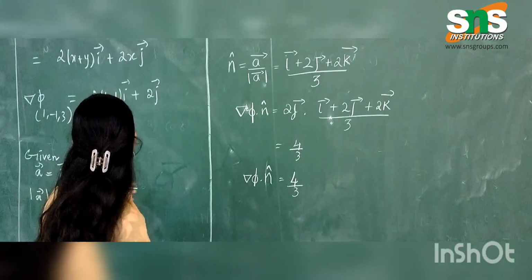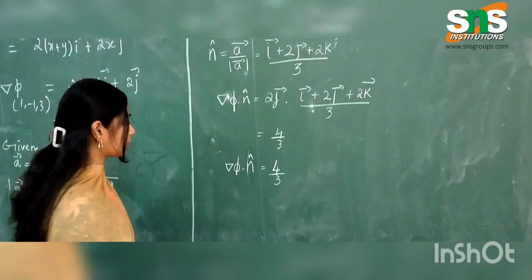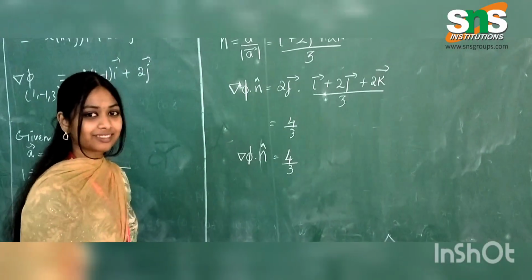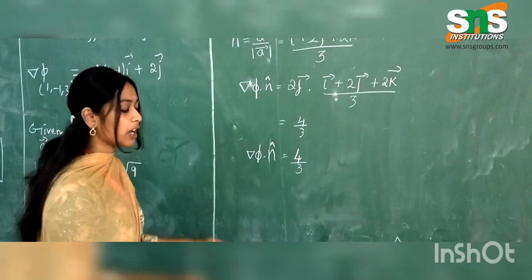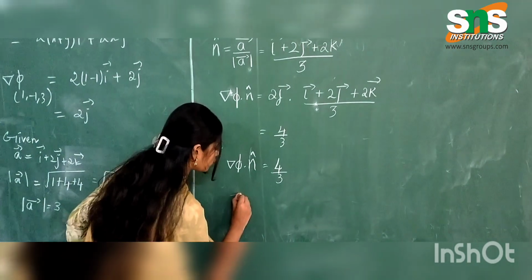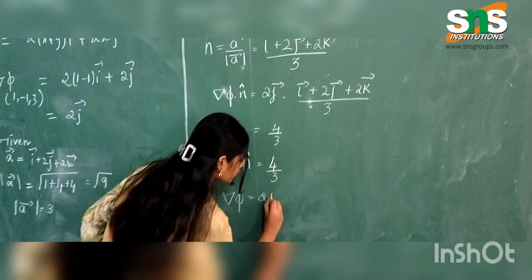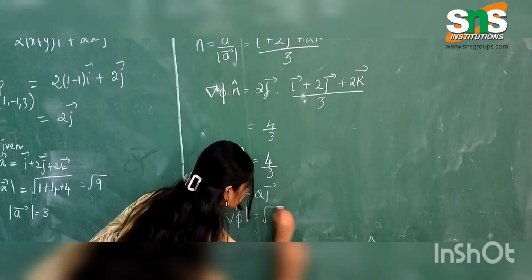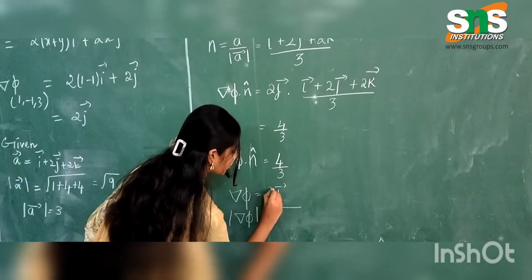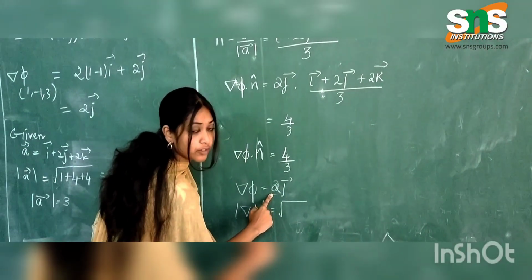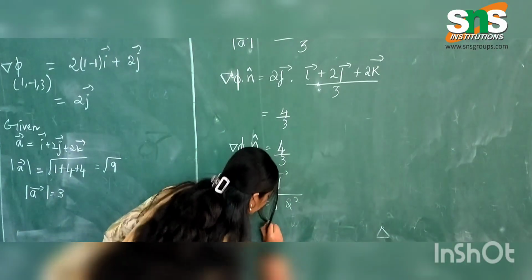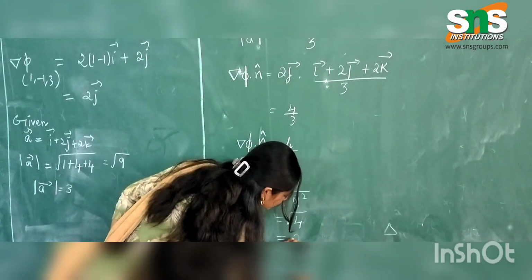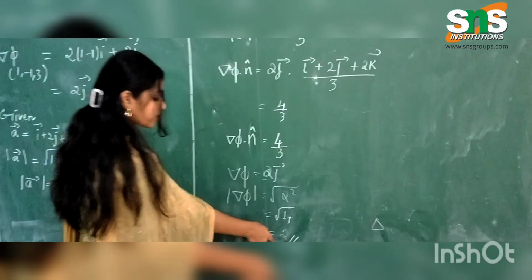Okay, if they ask greatest rate of increase, we have to find modulus of del phi. We already know del phi is nothing but 2j vector. So when we take modulus of del phi, we have to take the square root of the square of the coefficient of j vector. So by squaring the coefficient of j vector, we get root 4 and taking the square root, we get the answer 2. So the greatest increase is 2.